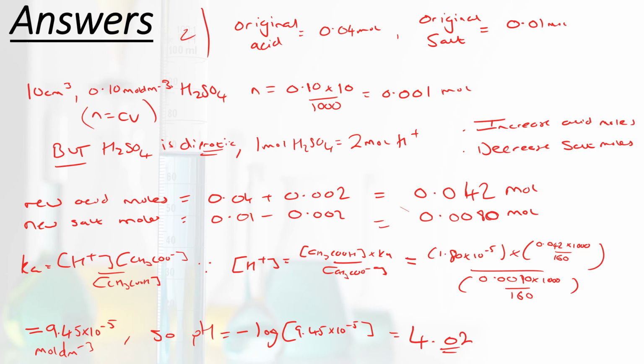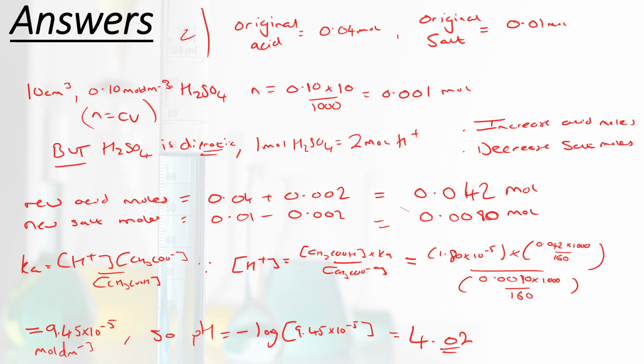Now again, this is an acidic buffer, so if we add some acid into our buffer, the added H+ ions are going to increase the acid moles, but decrease the salt moles, as they will react with the salt, the A-, to produce undissociated HA. So we add the moles to the acid to give a new acid moles of 0.042, and we take away the moles from the salt to give a new salt moles of 0.008.